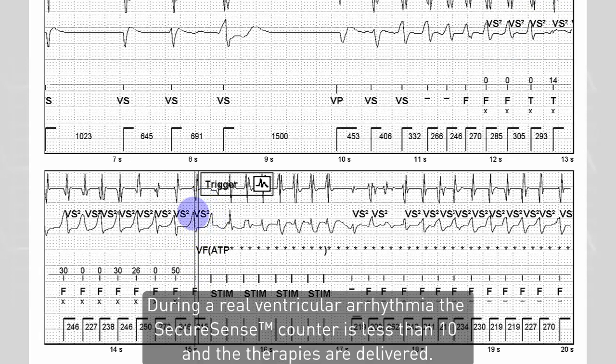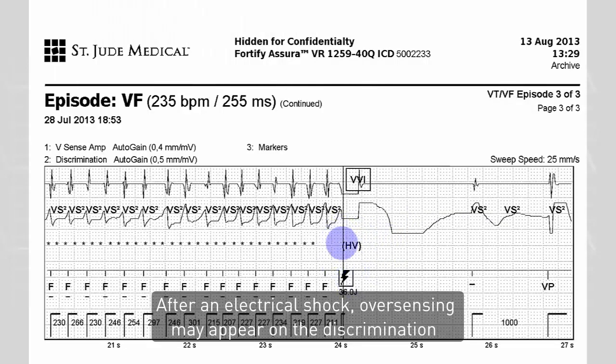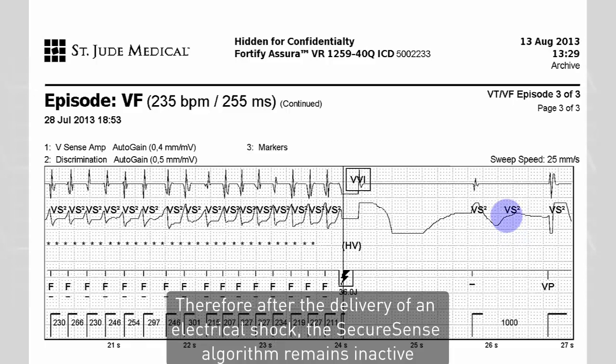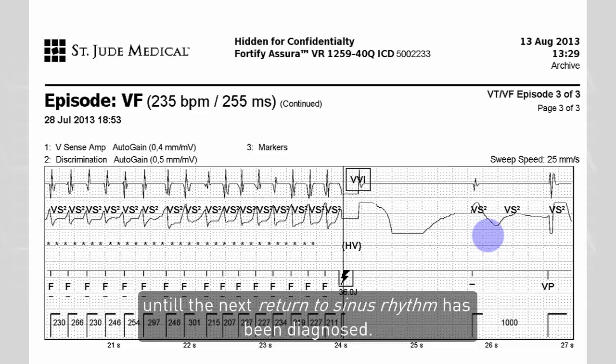During a real ventricular arrhythmia, the SecureSense counter is less than 10 and the therapies are delivered. After an electrical shock, oversensing may appear on the discrimination channel because of the poor quality of the signal. Therefore, after the delivery of an electrical shock, the SecureSense algorithm remains inactive until the next return to sinus rhythm has been diagnosed.